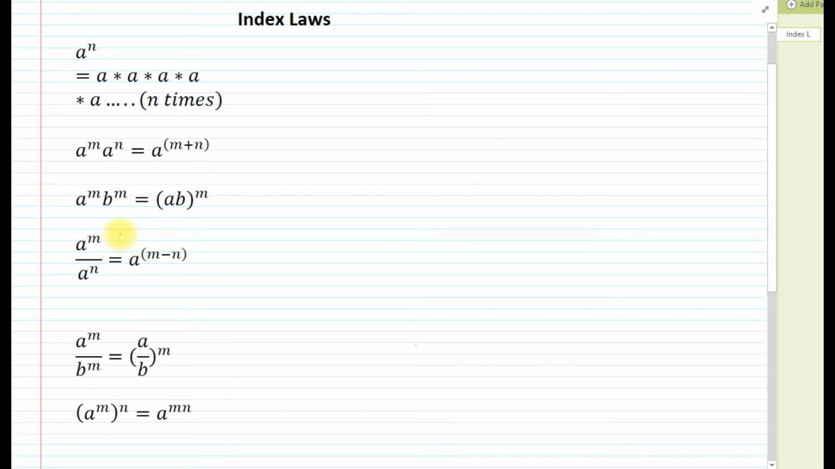Now, we come to the next one. Here, I have a to the power m times b to the power m. Notice here, the indices are the same, but the base is different. So in this situation, the index remains the same and the bases are multiplied. As an example, I have 2 to the power 3 times 3 to the power 3. Here the indices are the same, so this will be 2 times 3, all to the power 3, which will be 6 to the power 3, which is equal to 216.